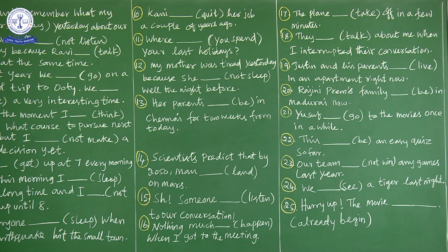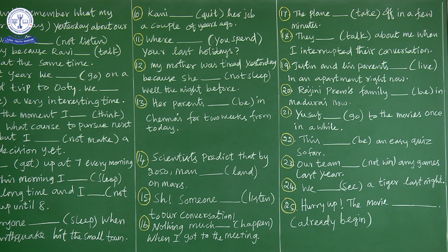Now let's move on to the 15th. Someone dash listen to our conversation. So this sentence refers to what? Which is going on at present. So something is going on at present. That's why we have to go for present continuous tense. That someone is a singular subject, so we have to go for is. So someone is listening to our conversation. So what is the keyword here? The contextual keyword is the sound. Okay. So the answer is someone is listening to our conversation.